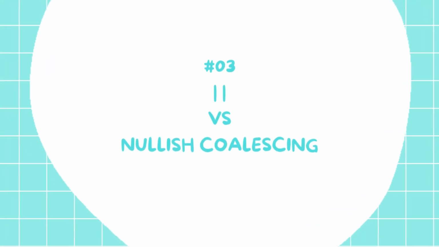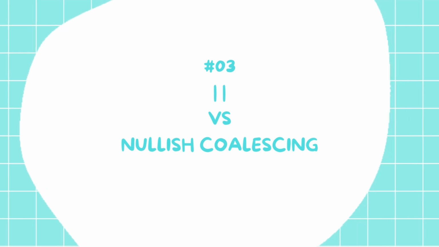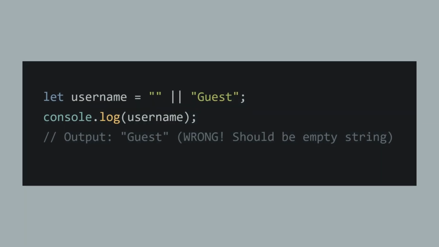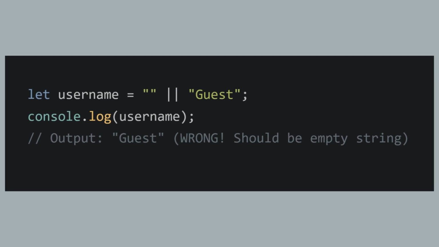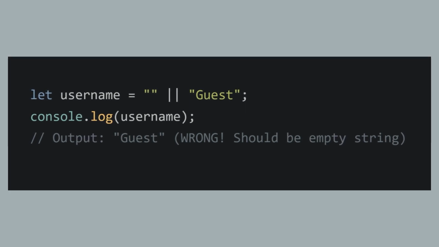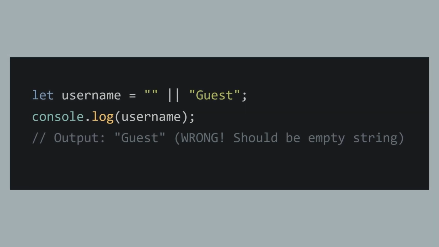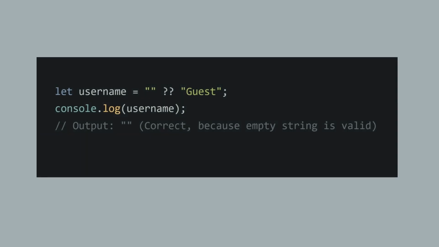Number 3, the OR versus the nullish coalescing. The OR can incorrectly replace valid falsy values like 0 or an empty string. In this example, the output is meant to be an empty string because we are checking if the username is empty or if the username is a guest.